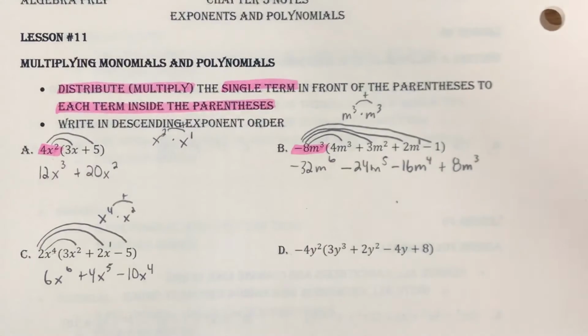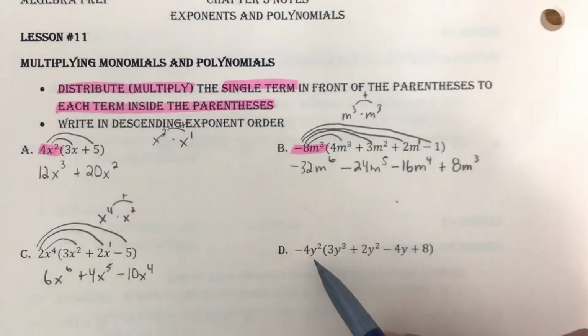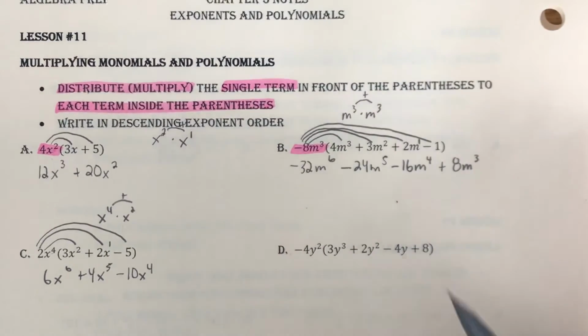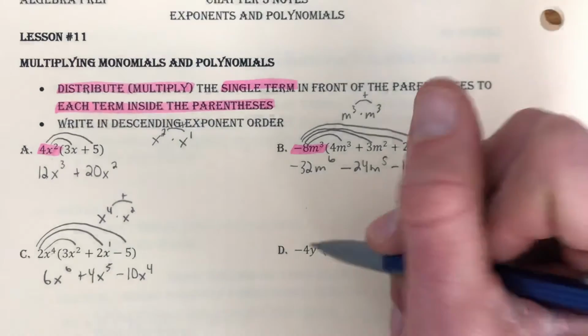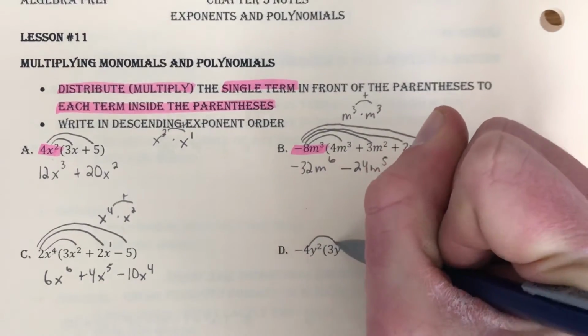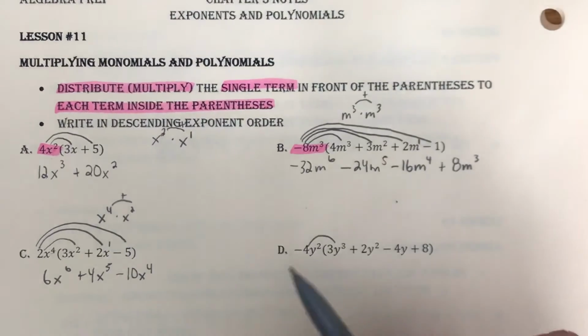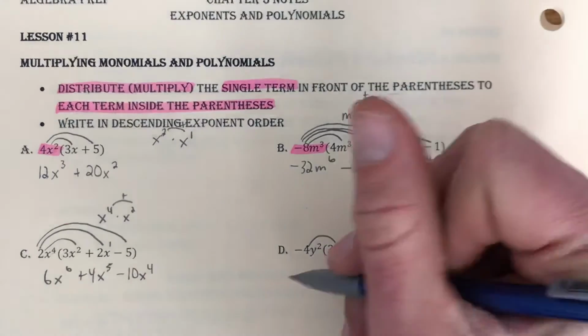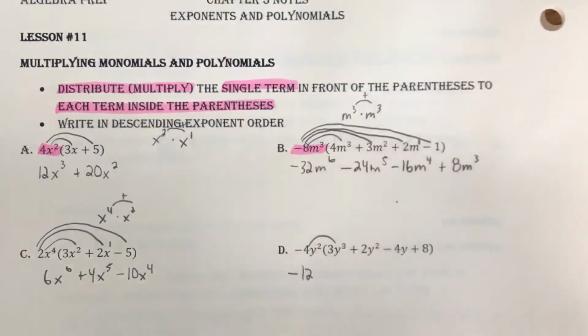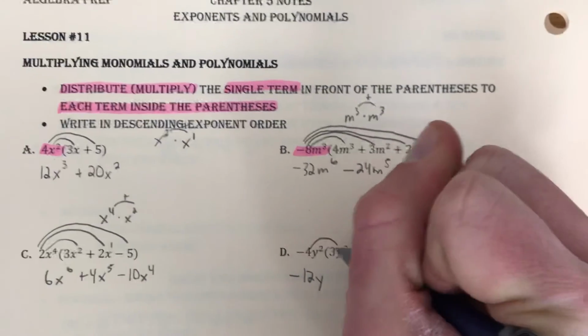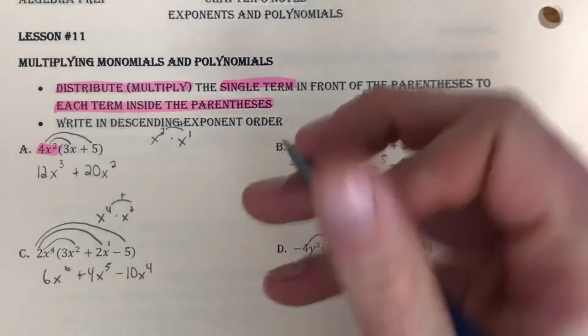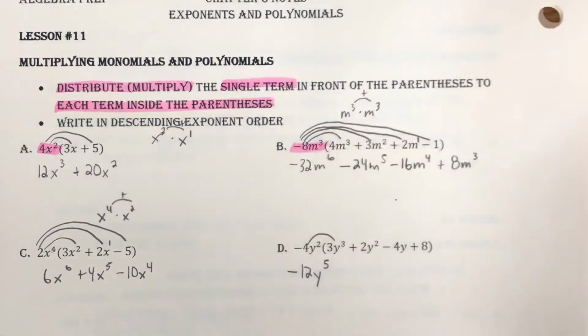All right, well, I'd encourage you to try example D on your own and then check your answer with mine. So again, reminder, we're going to take the term outside the parentheses and we're going to multiply every term individually on the inside. So we'll start with the first ones. So negative 4y squared times positive 3y to the third. Negative 4 times positive 3 is negative 12. Y squared times y to the third, that's 2 plus 3, so y to the fifth.